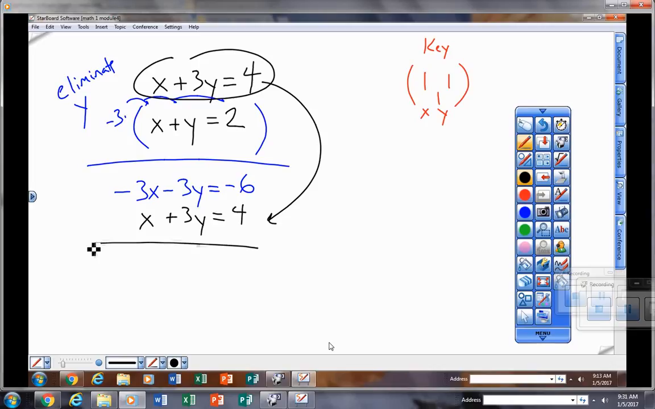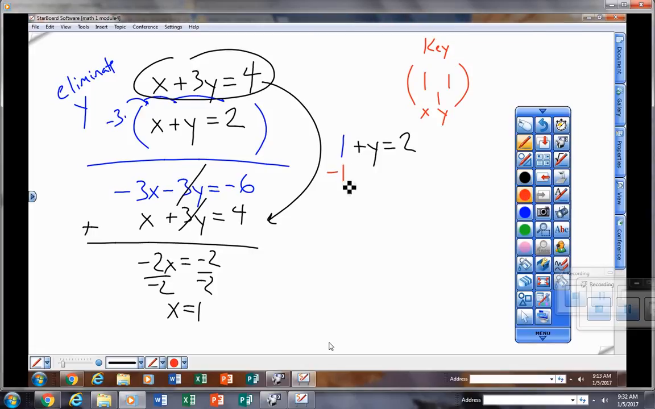Add straight down. Gives me negative 2x. My y's cancel. Negative 6 and 4 give me negative 2. When I divide by 2, that gives me x equals 1. And then if I take that 1 and plug it into that same equation, where x used to be, I plug in a 1 and solve that for y. Plus y equals 2. Take away 1 on both sides. Gives me the final answer for y, which is y equals 1.